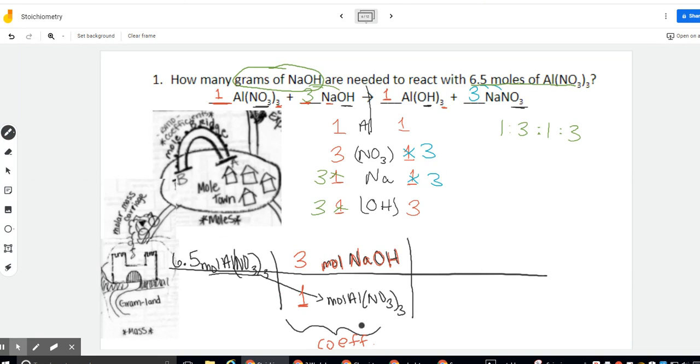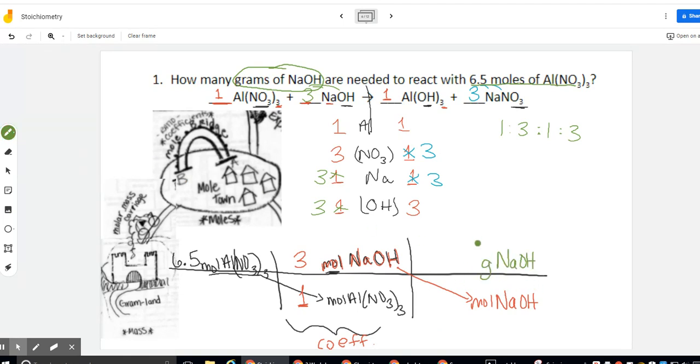So we have not gotten where we need to be. We're still in Mole Town, right? So we've now crossed the bridge. We are going to travel to Gramland. Now remember, when we're traveling to Gramland, that's when we're going to be using the molar mass from our periodic table, okay? So we're going to take the words down to the right, just like before. Once we have moles of NaOH down here, okay, we're going to be converting into grams of NaOH up here.